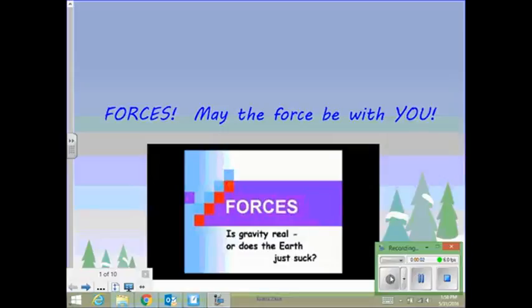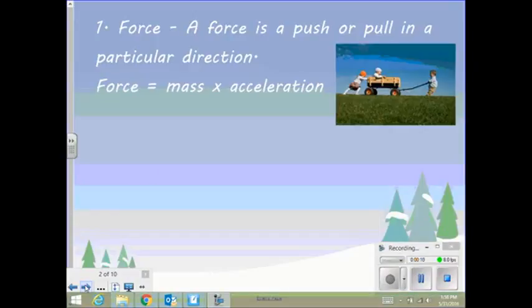All right, today we are taking notes on forces. Write this down in your notebook. A force is a push or a pull in a particular direction. You can see that these children are pulling and pushing the wagon.